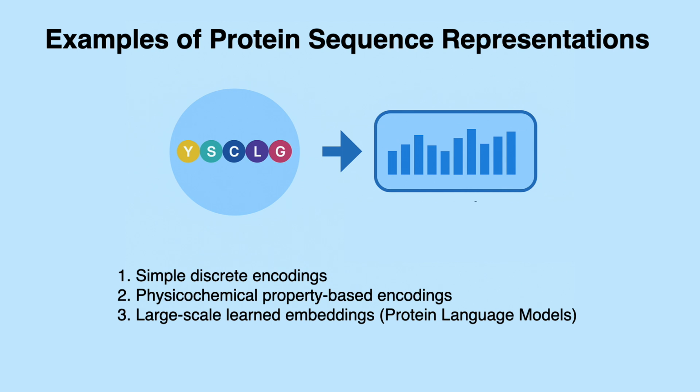Another category of methods learn rich contextual embeddings by training on millions of sequences, allowing them to capture subtle evolutionary constraints and long-range dependencies. As a result, they often deliver excellent predictive accuracy across a wide range of protein modeling tasks. However, generating these embeddings can be computationally expensive and harder to scale for large datasets or real-time applications. In summary, each representation category has clear strengths and limitations, and choosing the right one depends on the balance between predictive accuracy, interpretability, and computational cost.